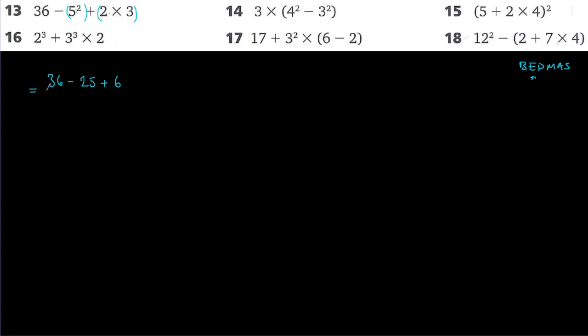Okay, what is the answer? 36 minus 25 is equal to 11. 11 plus 6 is equal to 17.